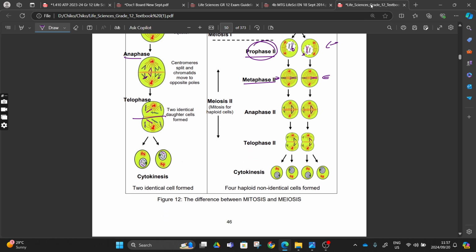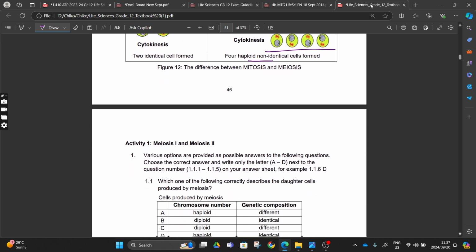Then in anaphase 2, the chromatids are pulled apart, same as on this side. Then in telophase, cytokinesis is happening. It's just that on this side it's happening on 2 cells, and on that side only on 1 cell. At the end of the day we will result with 4 haploid, genetically non-identical cells. That was mitosis and meiosis in a nutshell, guys.